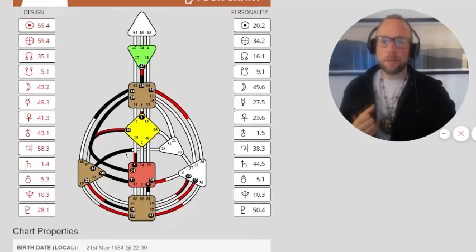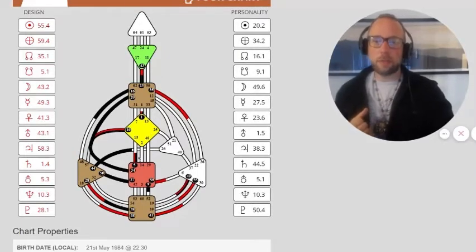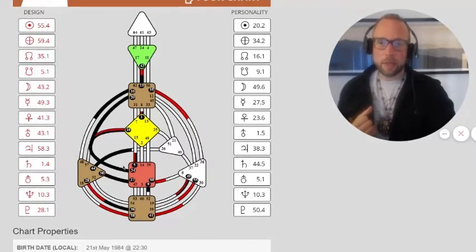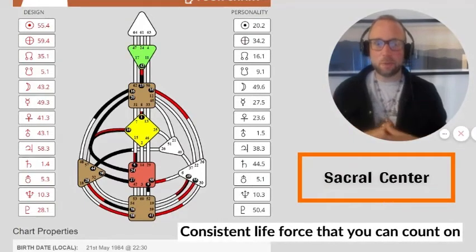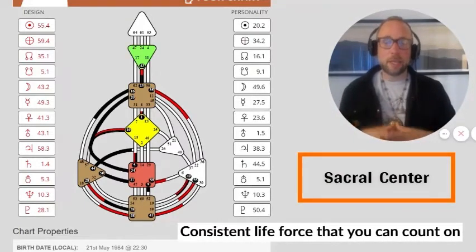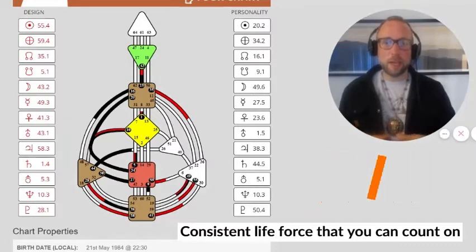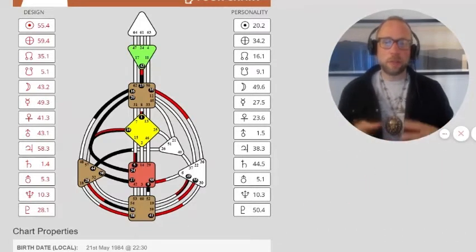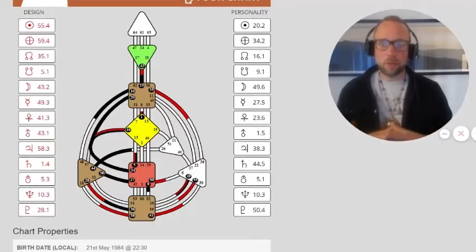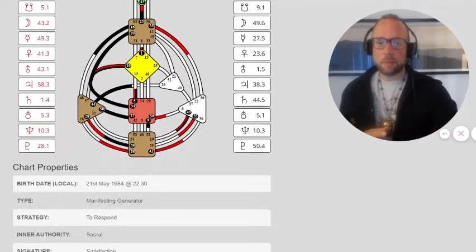If you're a generator or a manifesting generator, that means you have this center defined, and this is about 70% of the population or so. And this is your sacral center. So this means a consistent life force, a consistent flow of energy that you can count on and wake up with every day. And it is your genius for you to listen to. So when you're thinking about how to interpret your chart, look at type and then connect it to the sacral center.